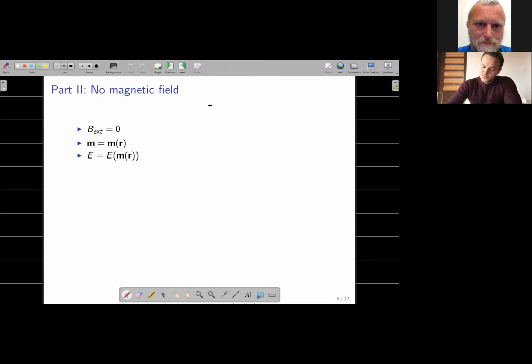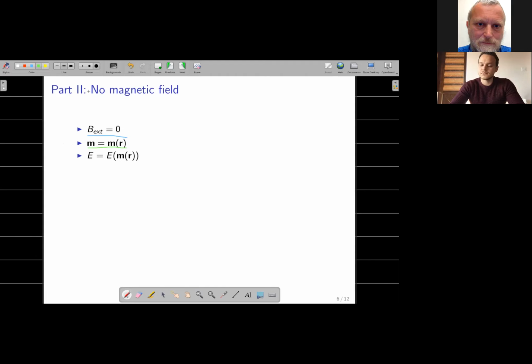In part two, what we're going to deal with is, again, a ferromagnet, but this time there will be no magnetic field applied to the ferromagnet. So here the external field is 0. On the other hand, the magnetization will be spatially dependent, so it's not a uniform magnetization anymore. It depends on the coordinates, and this will mean that the energy now would be a functional of this field M of R.